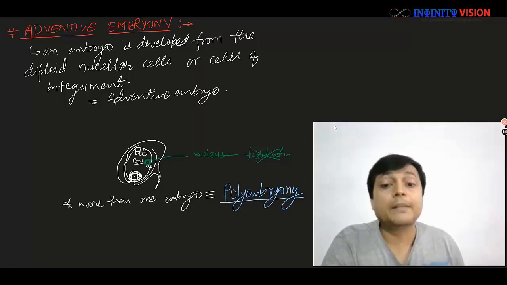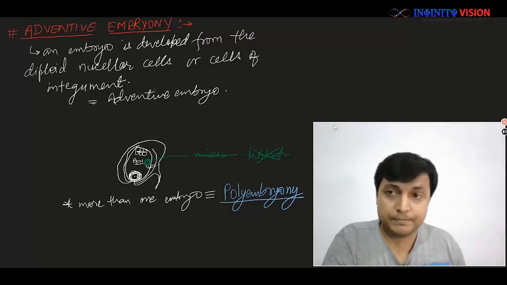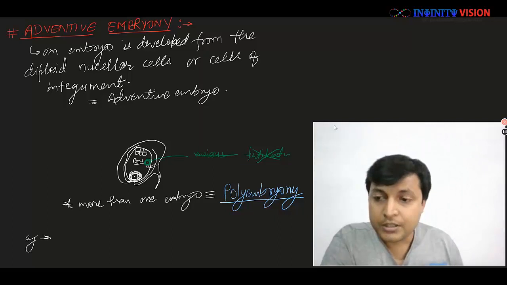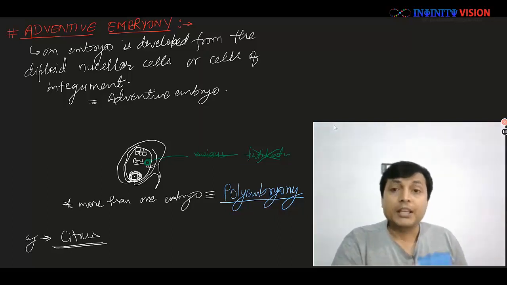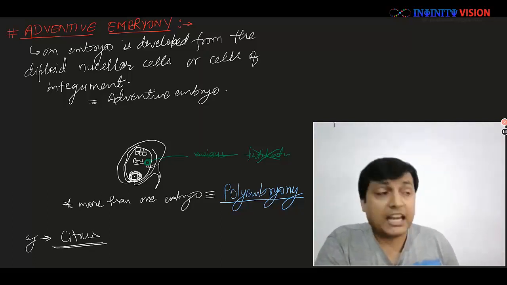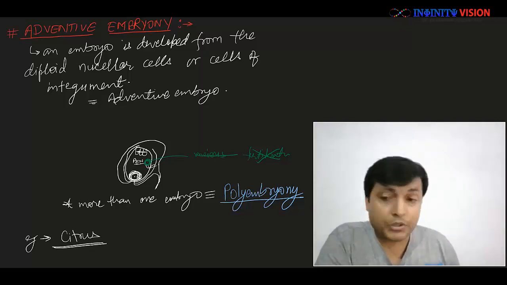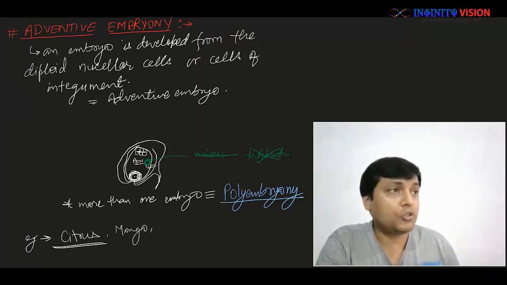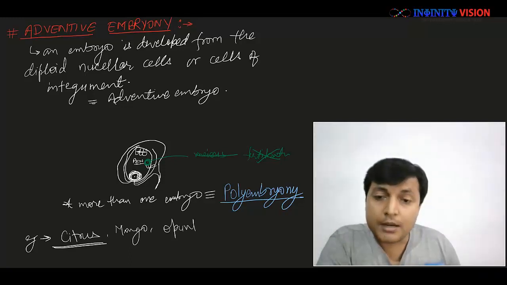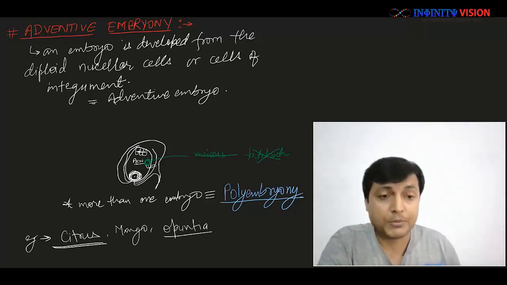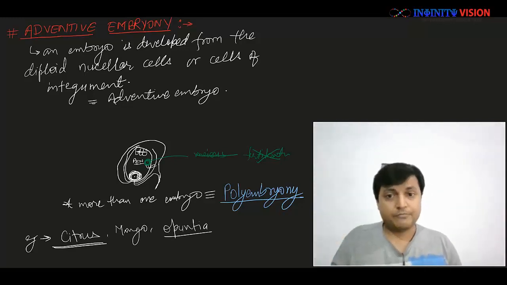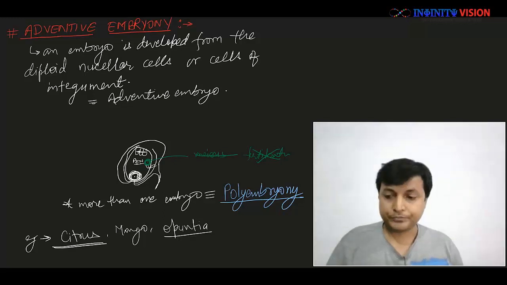Or we also call it adventive polyembryony. Okay, where do we find it? Now classically the example is citrus. याद रखिएगा इसको. In case of citrus, we find this adventive polyembryony. What else can we find it in? Mango sometimes. We can find it in Opuntia, that is a type of cactus. So I hope you understand the case of adventive embryony and polyembryony.